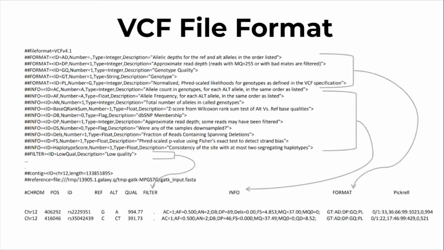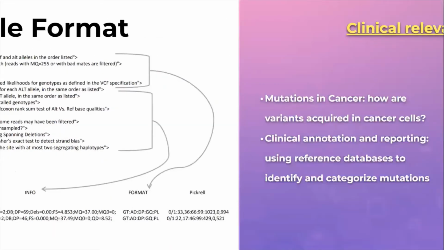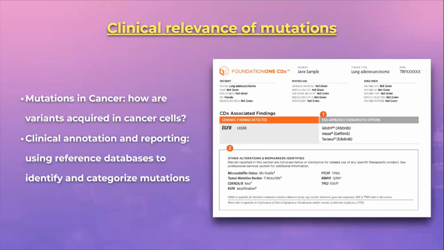We also learned about variant call format that specifies the format of a text file used in bioinformatics for storing gene sequence variation. Now that we have learned about the difference between mutations and variation and how to identify these variations, in the next part, we will learn about the clinical relevance of mutations.